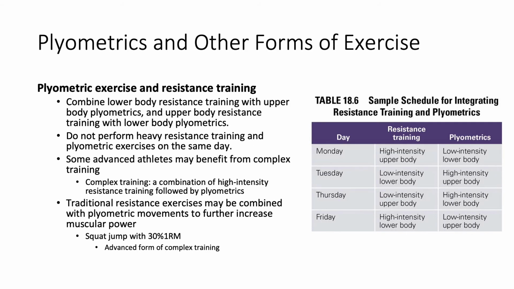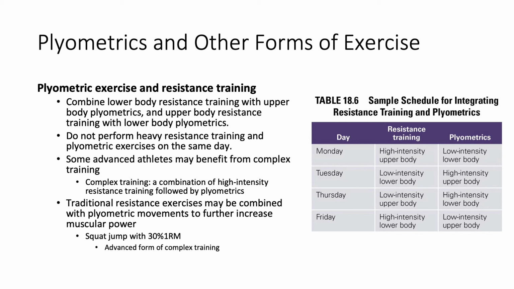Since plyometric exercise is only a portion of an athlete's overall training program, you need to consider the effects of plyometric exercise and resistance training together. A combination of plyometrics and resistance training during a training cycle should be structured to allow maximal efficiency and physical improvement. One thing is that if you have the athlete perform lower body resistance training, you should have them perform upper body plyometrics. And if you have the athlete perform upper body resistance training, they should perform lower body plyometrics.